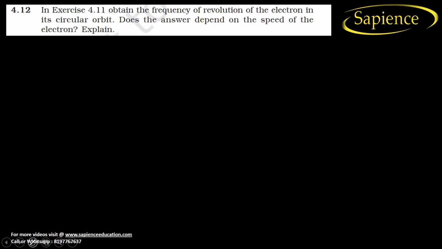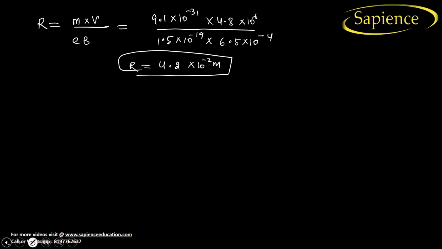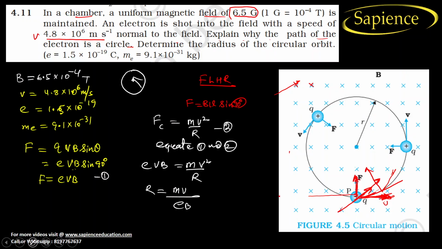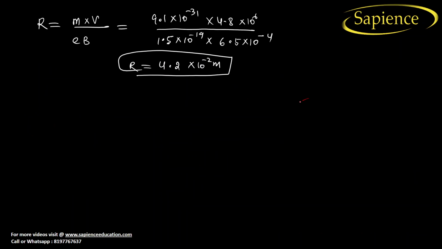Now, see, in question number 4.12, in exercise 4.11, obtain the frequency of the revolution. So in the same question, what do we have? We have a circular path having a radius r, right? So they are asking for the frequency. Just apply your logic. Frequency is equal to 1 by time period. So if you know the time period, its reverse will be the frequency.